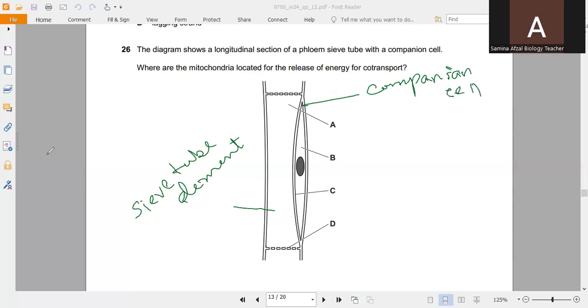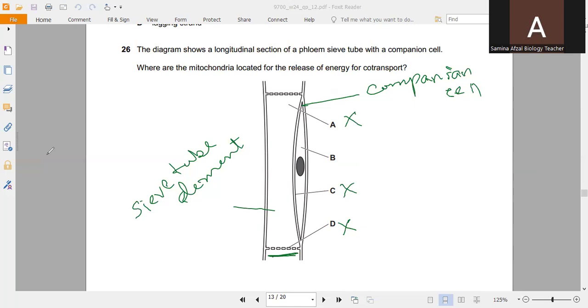What are the mitochondria? Where are the mitochondria located for the release of energy for transport? A is, you can see, the lumen of the phloem. There will be no cytoplasm over there, so no mitochondria over there. A is not the correct option. C is the membrane. So again, this is not the correct option. C, plate, not a correct option.